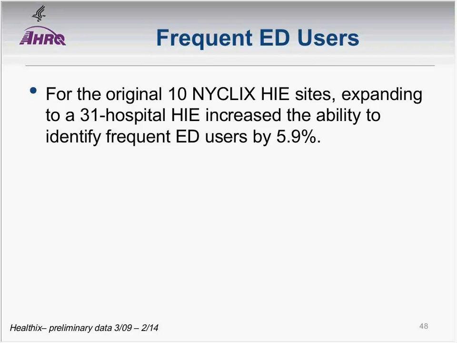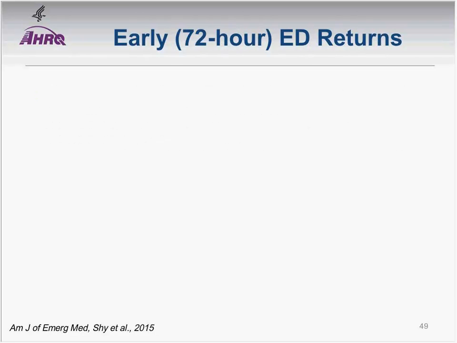And then we also looked at what would happen. One of the hypotheses was that when we went from a smaller health information exchange to a larger one, we would improve our ability to identify patients using these measures. And that is what we found with regard to frequent ED users when we went from the 10 sites participating in the smaller NICLIX health information exchange to the larger HealthX health information exchange. There was an increase of about 6%.